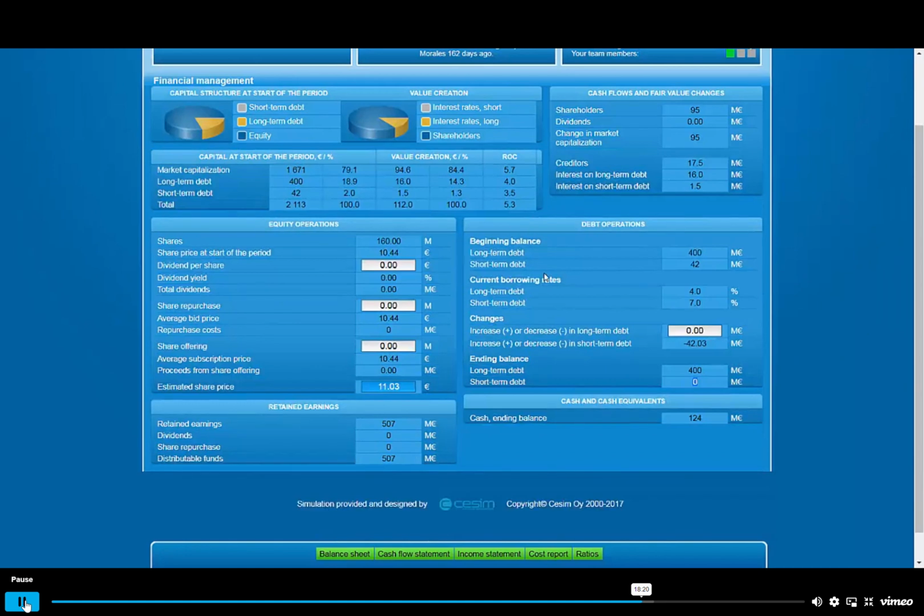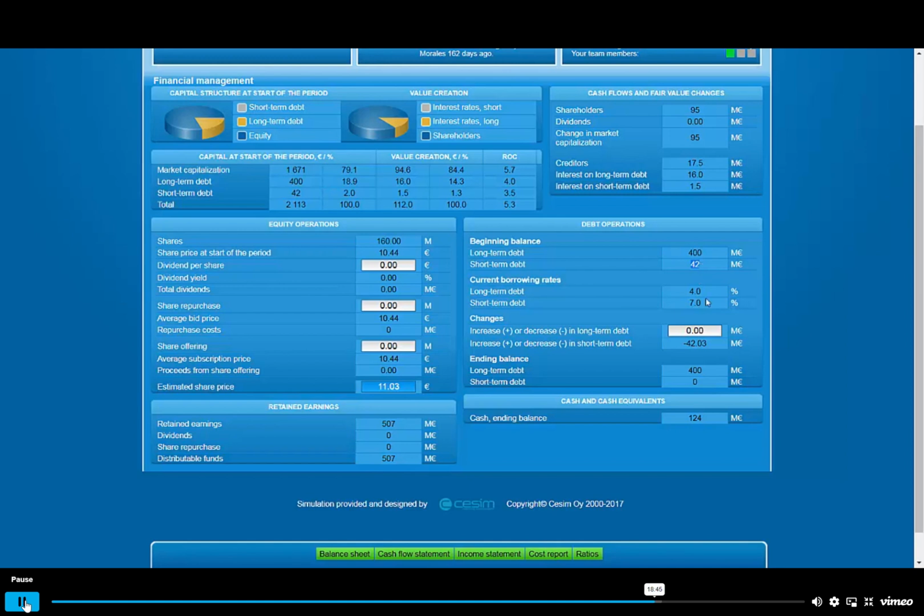The minimum thing that you should do here is to make sure that you don't have any short-term debt at the end of the round. So here you can see this table where the beginning balance tells us that we have 42 million in short-term debt, and the short-term debt is sort of like an emergency loan that carries a higher premium, and then we want to get rid of the short-term debt.